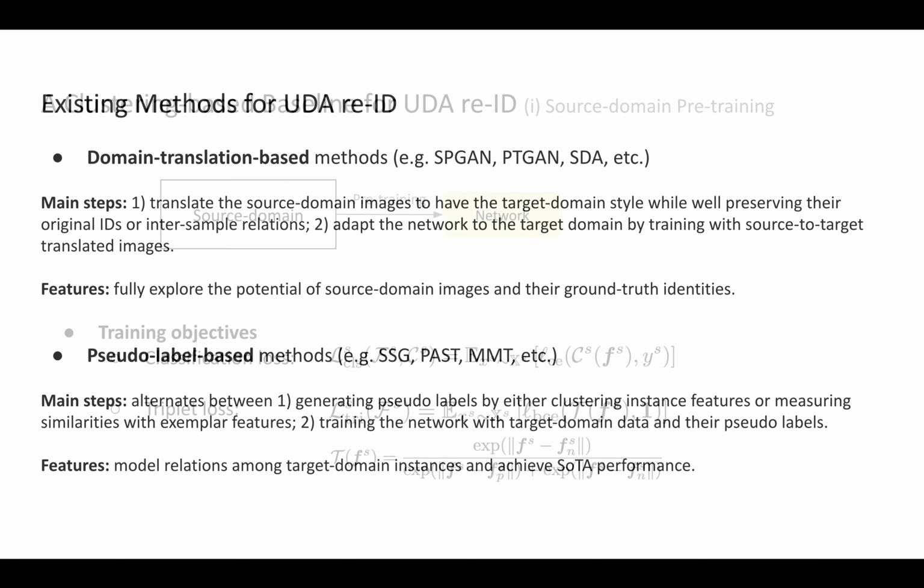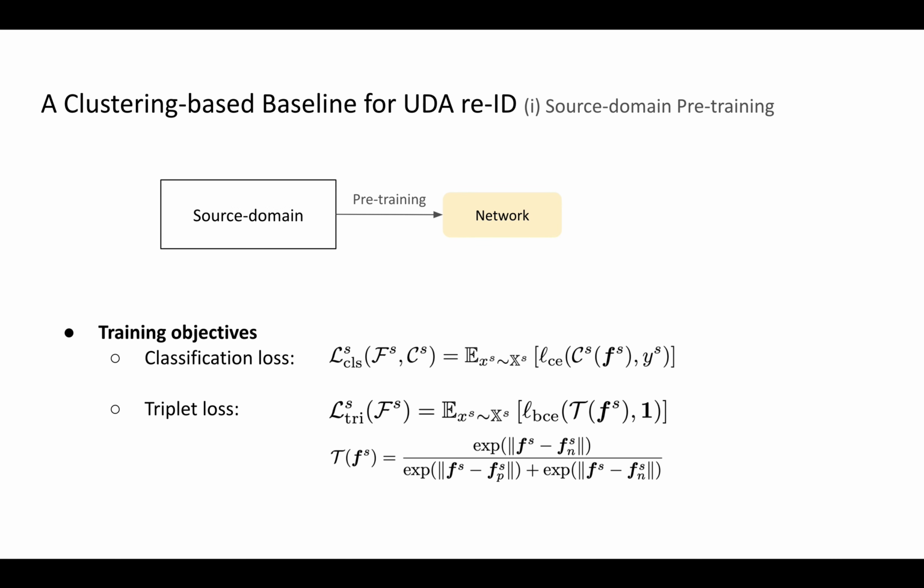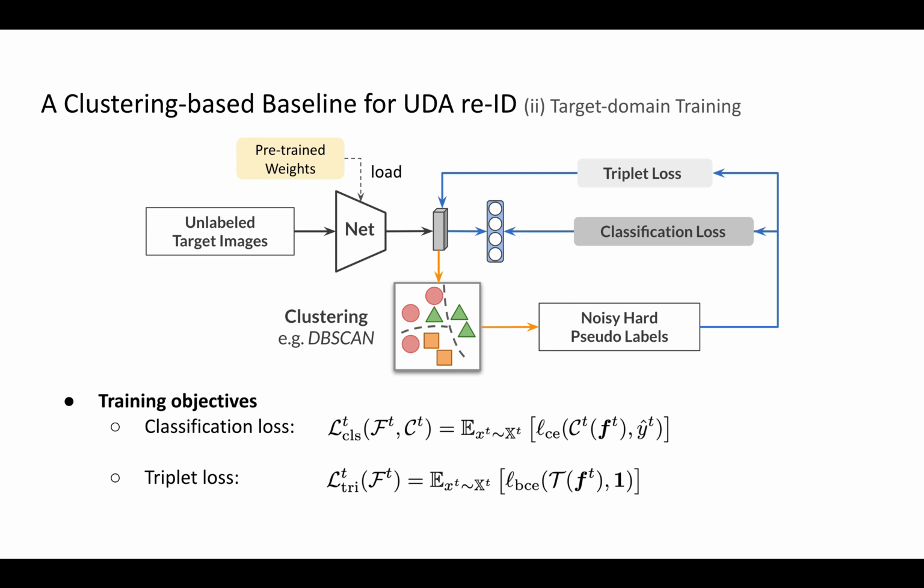Let's review a clustering baseline, which is a preliminary knowledge for the following introduction. First, we need to pre-train the network on the source domain with a classification loss and a triplet loss. This process is almost the same as conventional supervised re-ID tasks. After loading the pre-trained weights, we train the network on the target domain with noisy pseudo-labels, where the classification loss and the triplet loss are also adopted. A strong baseline model for UDA re-ID tasks could be achieved by this two-stage clustering-based pipeline.